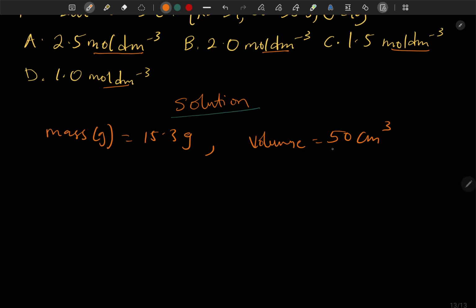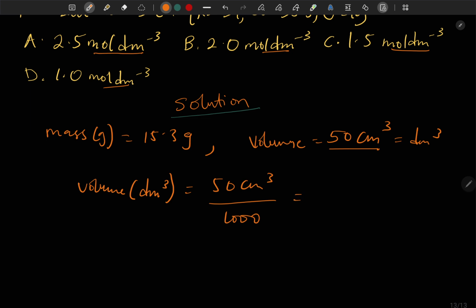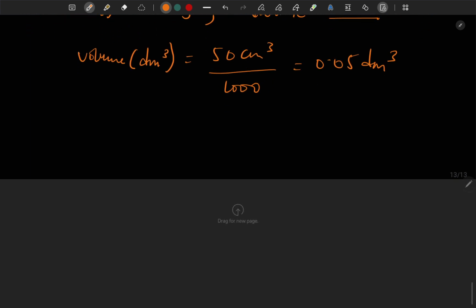First of all, we need to convert this volume from cm³ to dm³. How do we do that? Remember that we need to divide it by 1000. So that will be 50 cm³ divided by 1000. Now 50 divided by 1000, that is going to give us 0.05 dm³. So we've converted the volume to dm³.